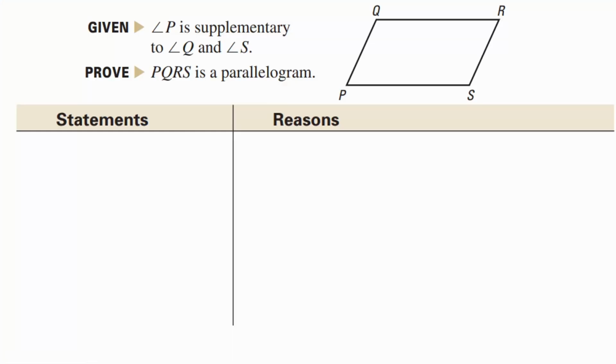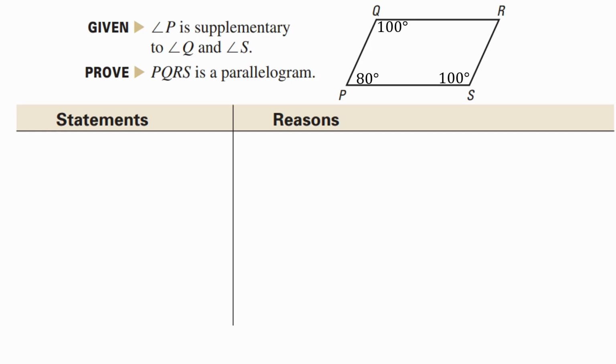We have here that angle P is supplementary to angle Q and angle S. You're going to prove that PQRS is a parallelogram. To make this easier, I just threw in some numbers so it makes sense. I gave angle P a value of 80. Since it is supplementary to Q and S, both of them have to be 100, because supplementary means adds up to 180 degrees.